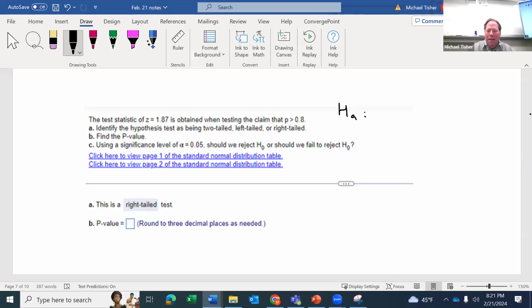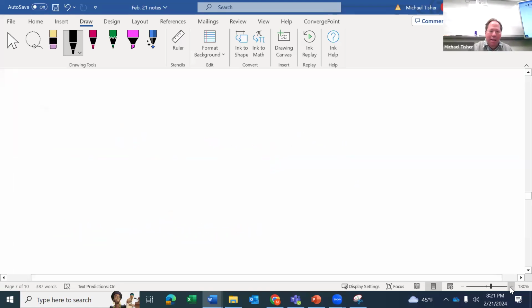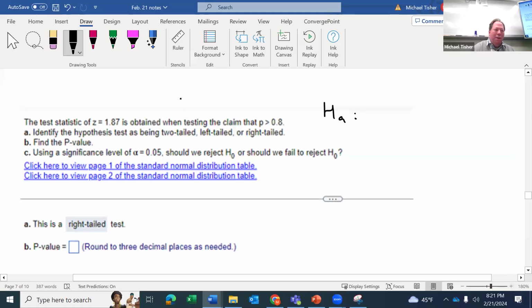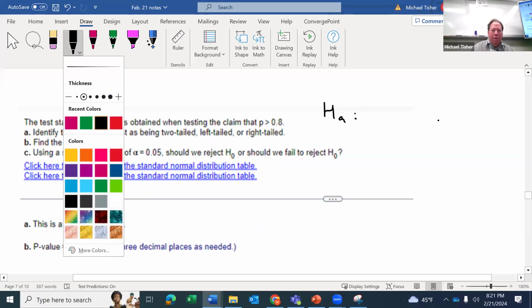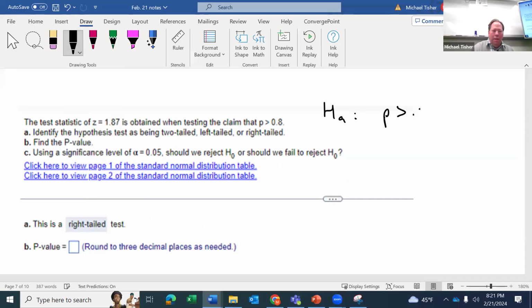Try to make it bigger. Yes, very good. So if you go through all the claim column, HA and H0, you'll discover that HA is p is greater than 0.8. Okay, so is this left tail, right tail, or two tail? Right tail, because greater than, right? So greater than points to the right, so it's right tail. And of course, it says right there. Gave you the answer already. Isn't that nice of me? I gave you all the answers.